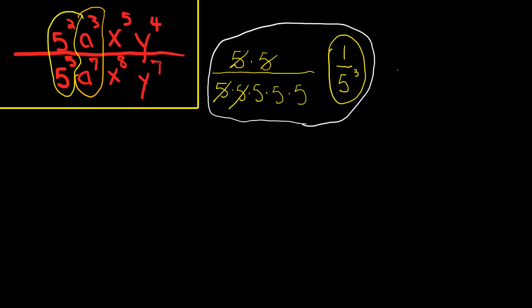So the next base will be a cubed divided by a to the seventh. So that'll be a times a times a over a times a times a, and one more a, that'll be 7. Same thing, 1, 2, 3, 1, 2, 3. How many a's do I have at the bottom? 1, 2, 3, 4. So that would be 1 over a to the 4th power.